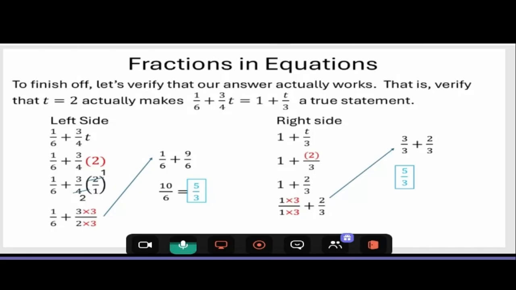t equals 2 does indeed make the left side and the right side of this equation both equal to the same thing. That thing happens to be 5/3, which, by the way, I don't know if you've noticed, but what the variable makes the left and the right side equal to is really irrelevant. All that matters is it makes them both the same, right? t equals 2 is the important thing here. That's the answer. That's the value that makes the equation true.